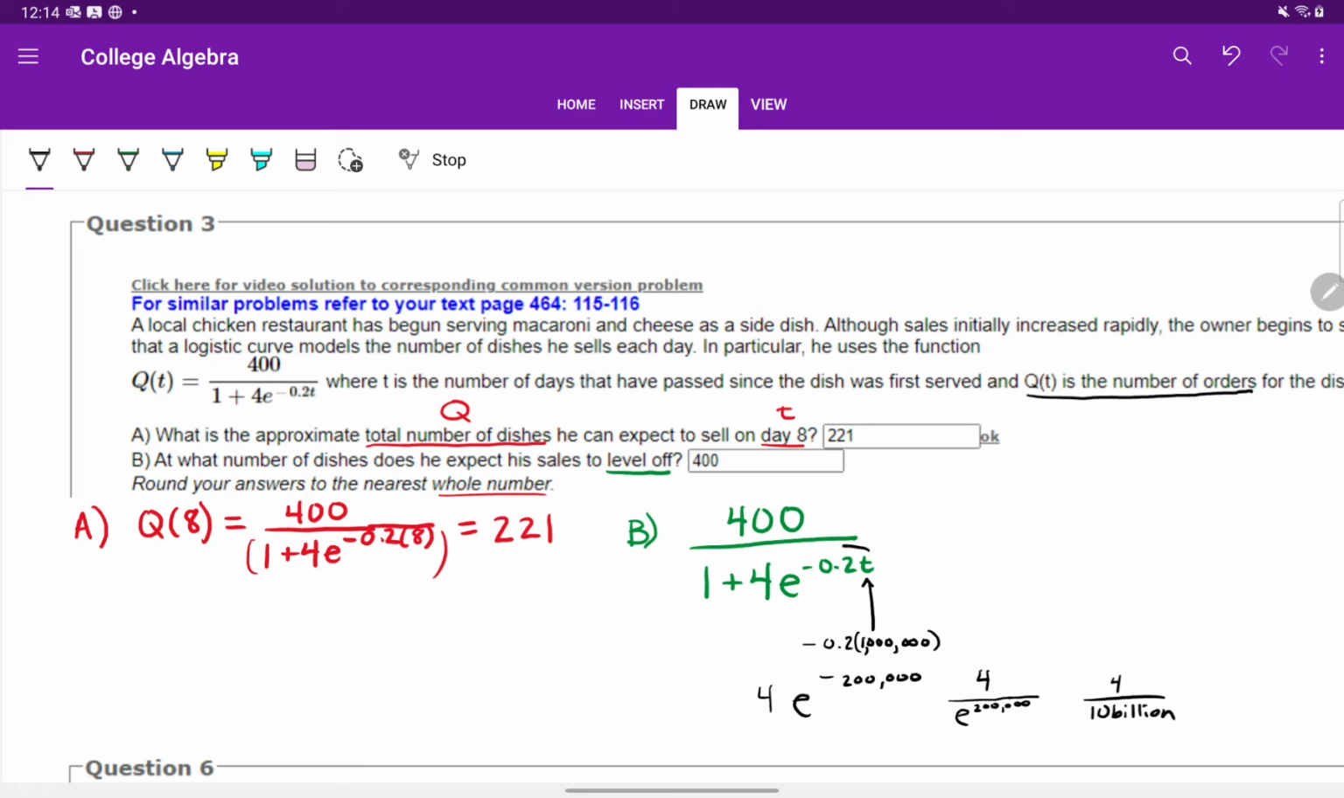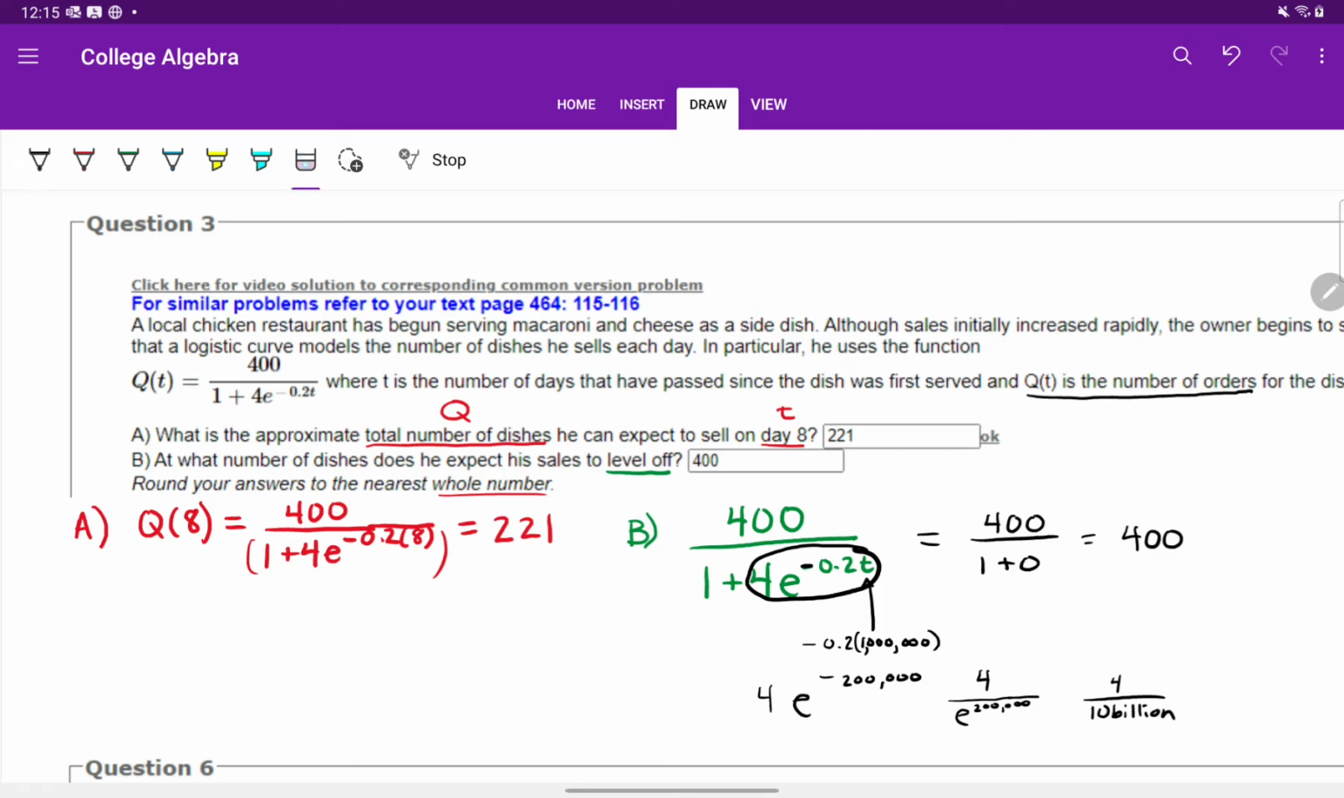So this whole piece of our function is basically just going to be getting closer and closer and closer to 0. And that's because we have a negative exponent. So as our exponent gets bigger, our e gets smaller, so this whole number is getting closer and closer to 0. So if what I circled in black is getting closer and closer to 0, essentially our entire function is getting closer to this, 400 divided by 1, which is just 400. So our horizontal asymptote is going to be at 400.